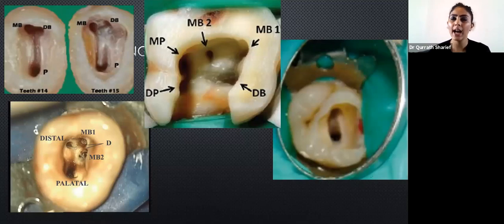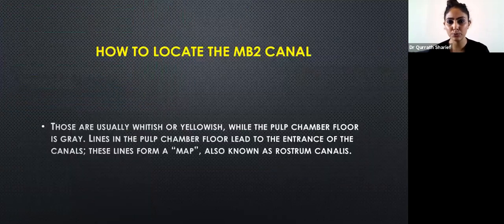This is one method. And the next method is you can place a few drops of sodium hypochlorite into the pulp chamber. What this sodium hypochlorite will do is react with the pulp tissue and release nascent oxygen. This oxygen comes in the form of bubbles. Okay, so these bubbles can show that yes, there can be an extra canal. This is called the champagne bubble test. This can be done in detecting any extra canals, not only for your maxillary first molars, you can use it for any tooth. So this is another method to identify your MB2.